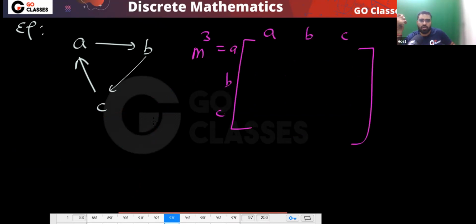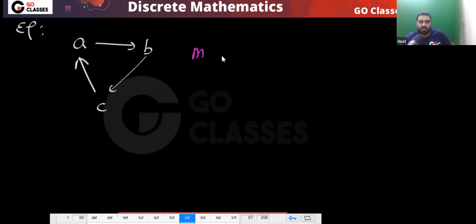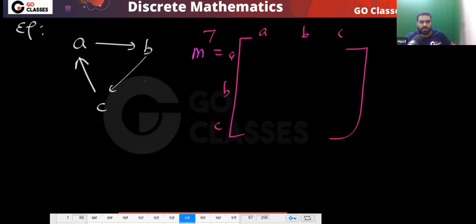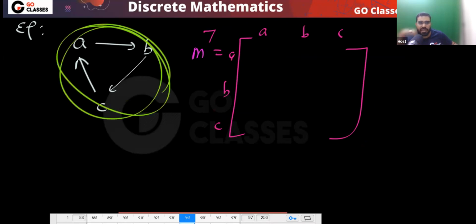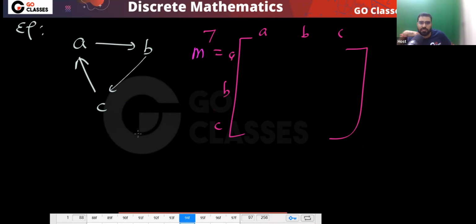M cube will give you the number of walks of length exactly 3. You can notice from A to A it will be 1 and everything else will be 0. From B to B, it will be like this. This is what you will get: for this graph, M cube will be this. What will your M power 5 be? What will your M power 7 be for this graph? That will give you walks of length 7, which is the same as M power 1 actually. For this particular graph, you can easily see that walks of length 7 are the same as walks of length 1.